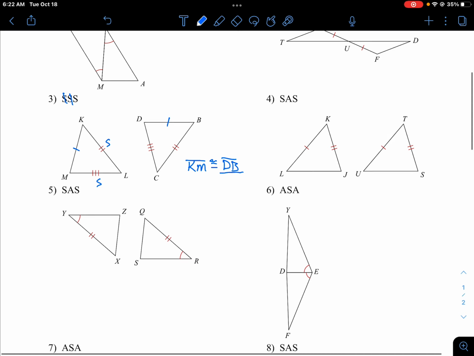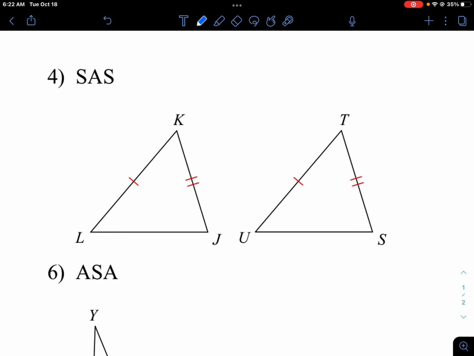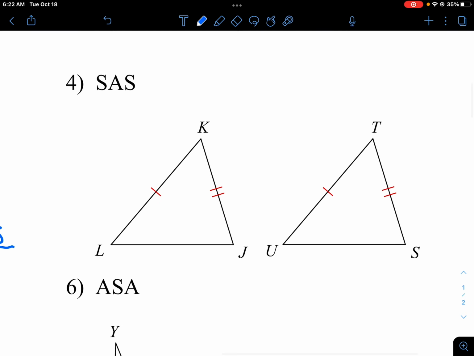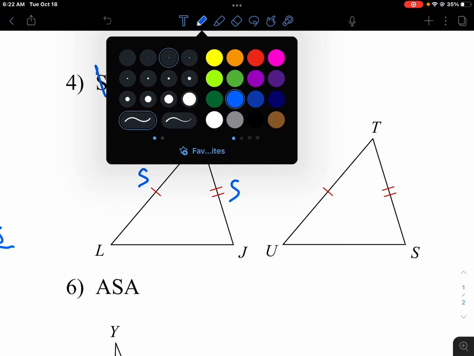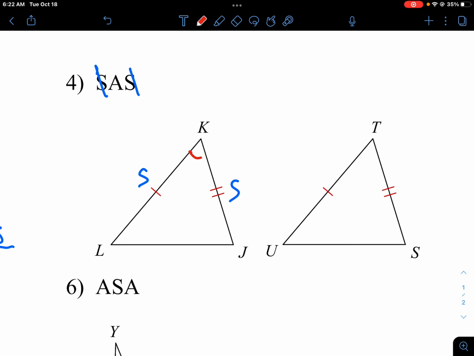Okay. If you go to number 4, right, I have two sides, so I'm going to cross those out. And I'm looking for an angle, and the angle needs to be in between the two sides. So we're looking what corner, L, J or K. It's going to be corner K because that is in between the two sides.